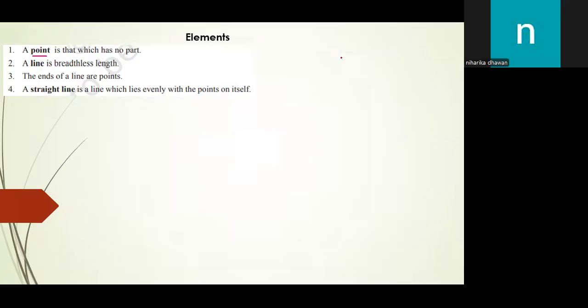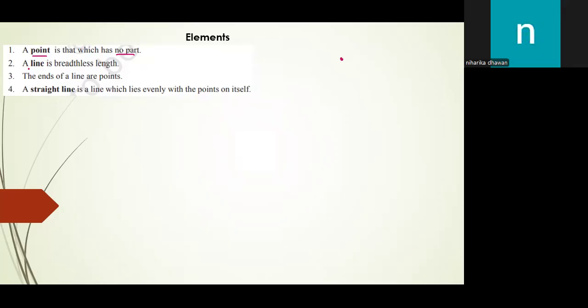Suppose I am drawing a point. This is a point. As you can see, this pink thing is a point. As we can see, it has no part. It has no width, no length, no height. It has nothing. So it means a point has no part.